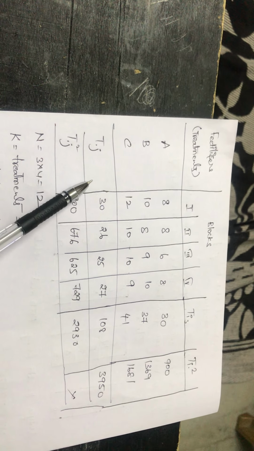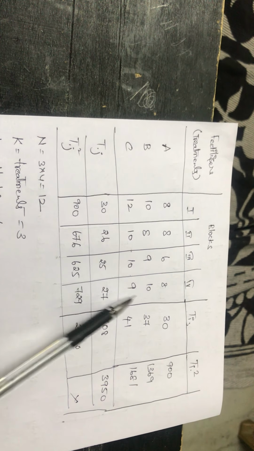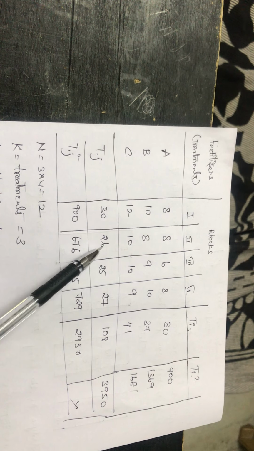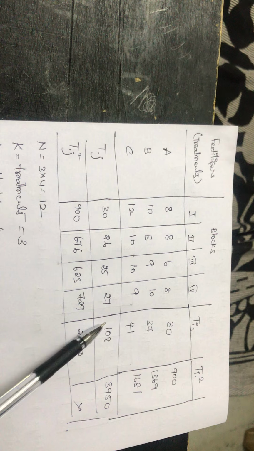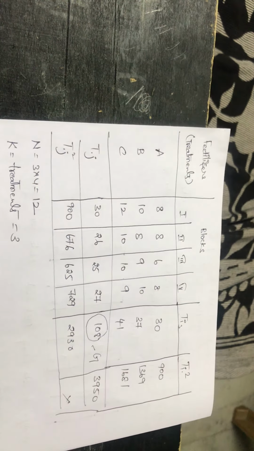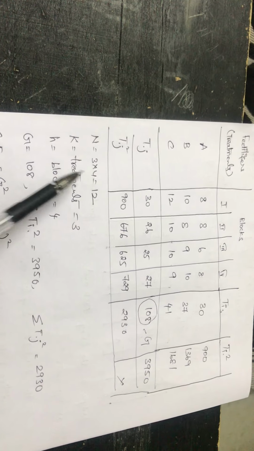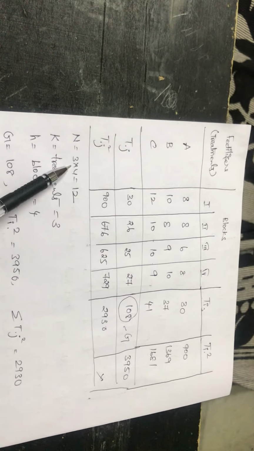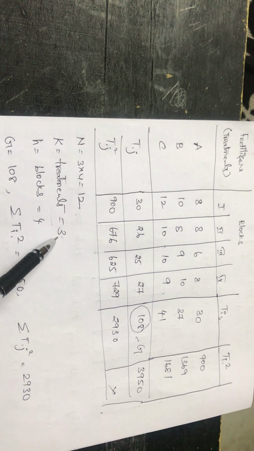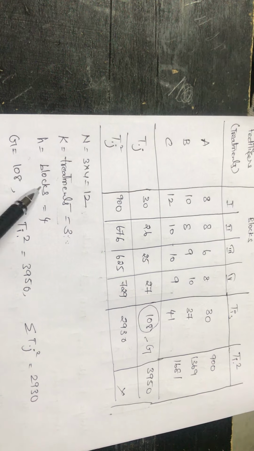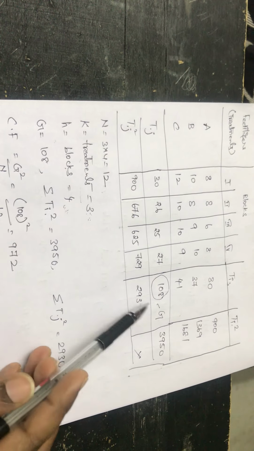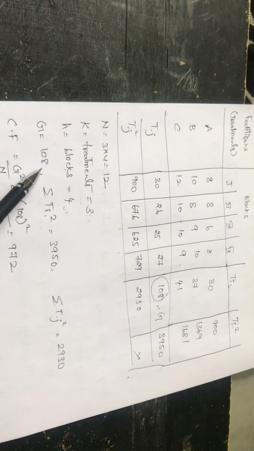Then here we have to calculate totals of columns. We have to calculate T dot j square, that is 30 whole square, 26 whole square and similarly. So this 108, this value is our grand total value. So here n equal to how many rows and how many columns are there? 3 into 4 equal to 12. k equal to treatments. How many treatments are there? 3 treatments are there. h equal to blocks. How many blocks are there? 4 blocks are there. So G equal to grand total. Just now I told this grand total is G equal to 108.